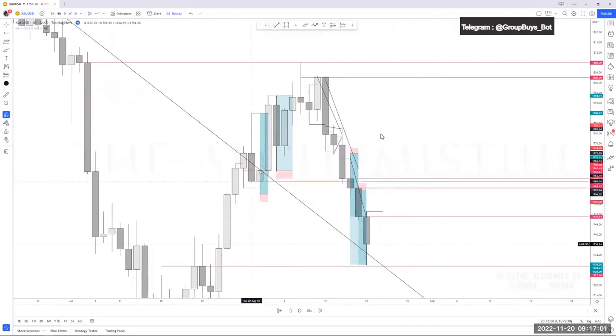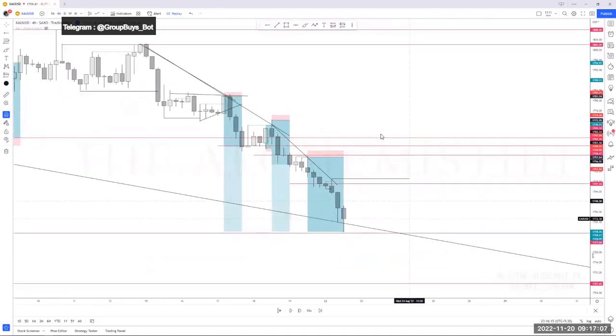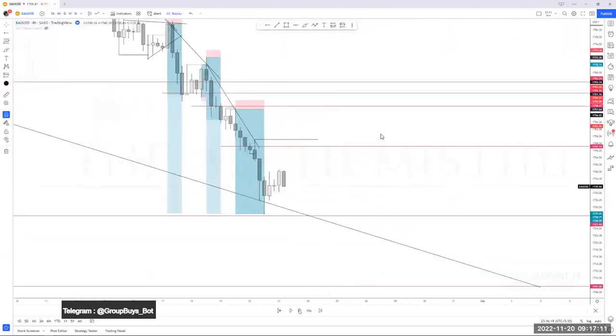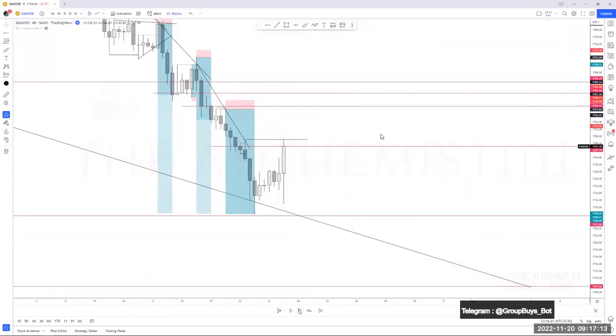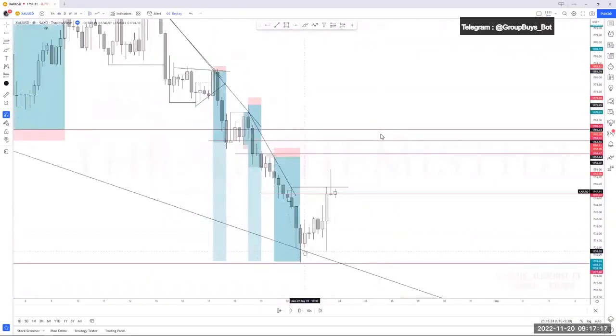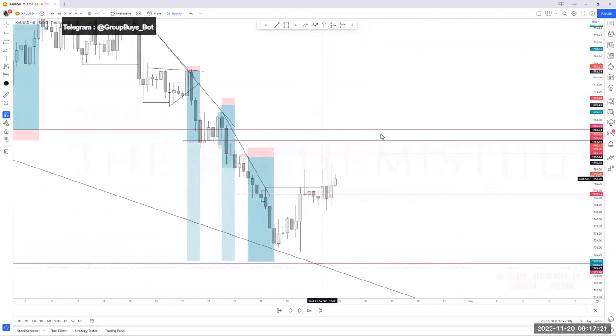This may be refined here. I remember price tapping here. So let's see, 4-hour time frame. There we go. After closing above the trend line, we get a breakout structure on the 4-hour.